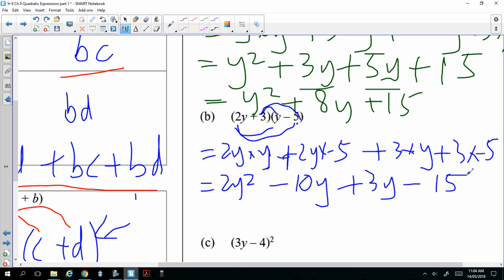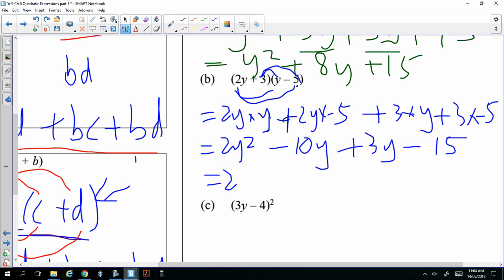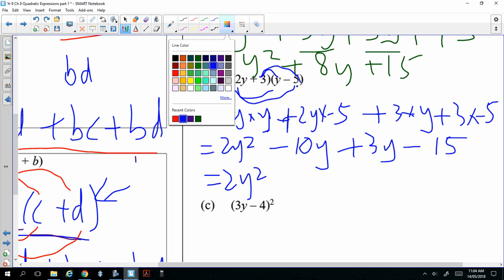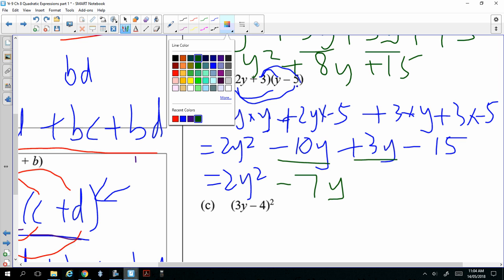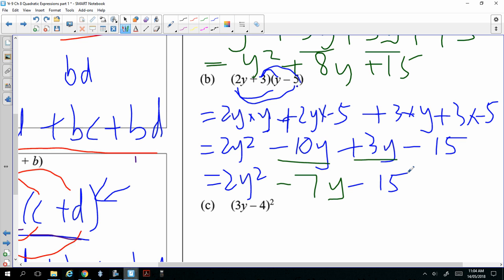And then you collect like terms. So how do you collect like terms? You've got negative 10y plus 3y. What's negative 10 plus 3? Negative 7. Negative 7y minus 15. Any questions?